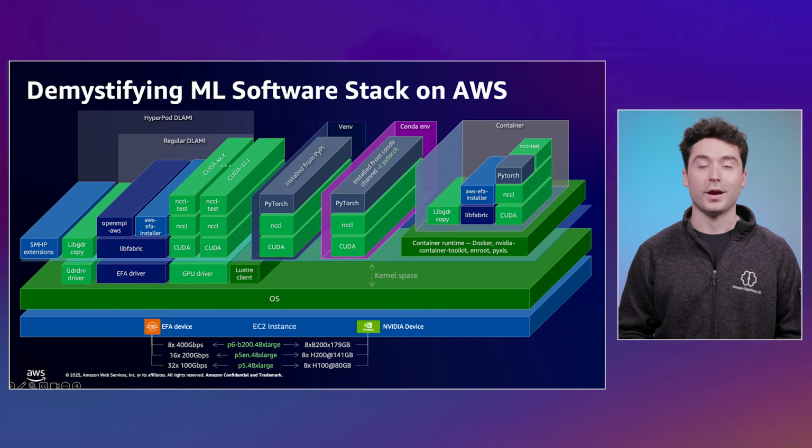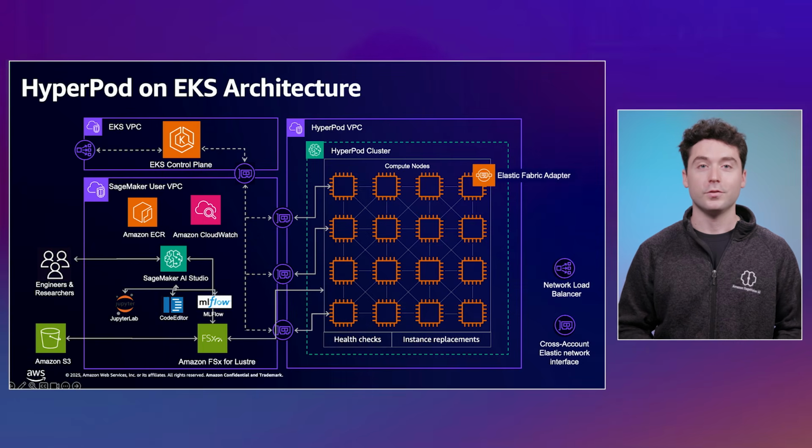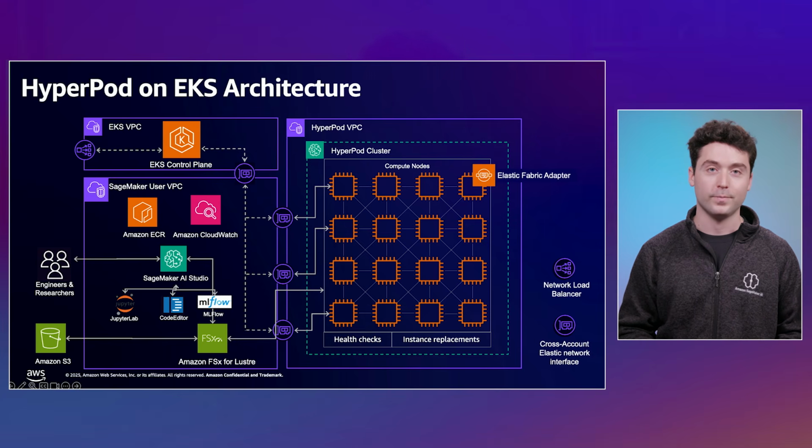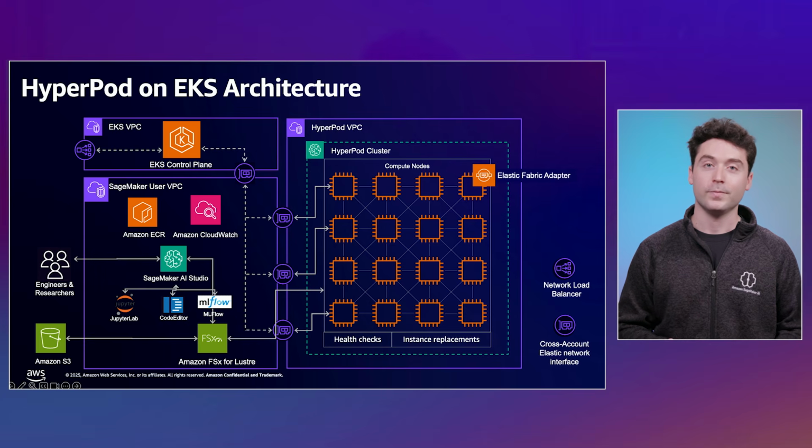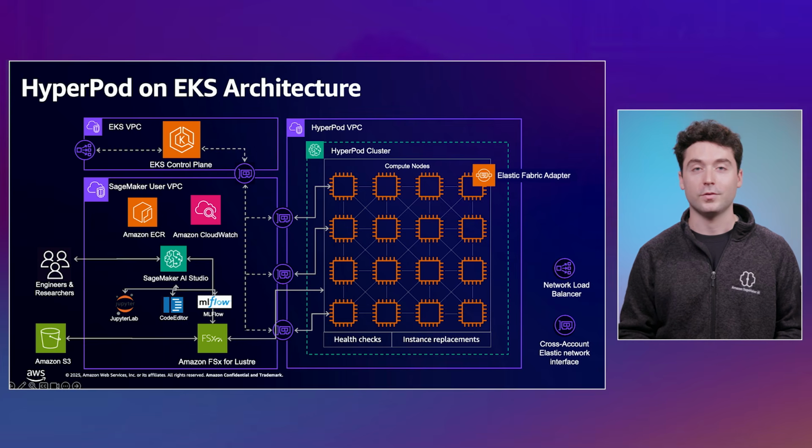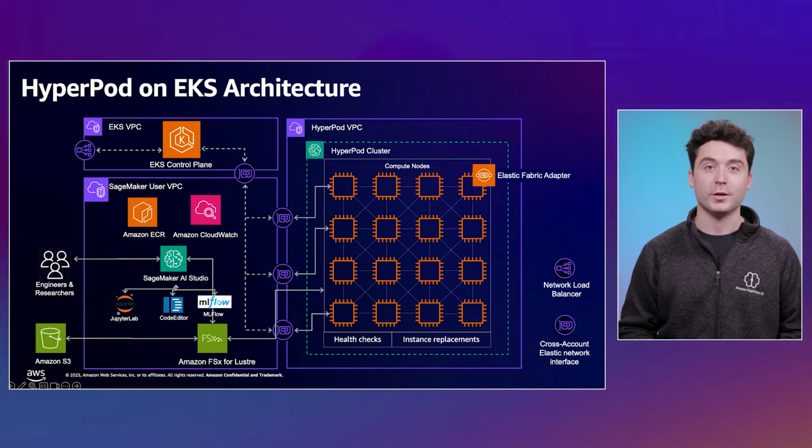Now that we've taken a deep dive into what an instance looks like, let's zoom back out to see the full picture. So this is an architecture diagram of a HyperPod cluster orchestrated by EKS. This architecture involves 3 distinct VPC environments working together. Starting with your SageMaker user VPC, this is where your primary interactions with the system take place. This VPC houses essential services, including Amazon ECR for container management, CloudWatch and AMP and AMG, Prometheus and Grafana for monitoring, and SageMaker Studio for development. This is where engineers and researchers interface with the environment through familiar tools like JupyterLab, Code Editor, and MLflow.